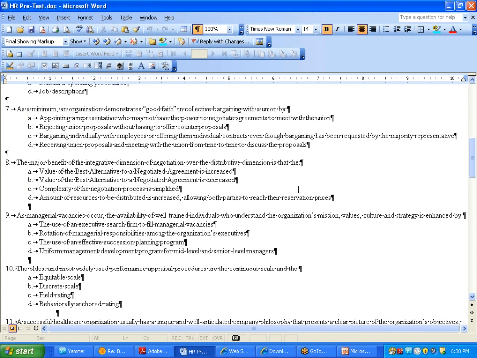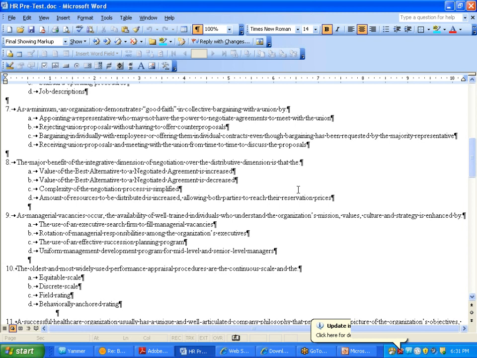As a minimum, an organization demonstrates good faith in collective bargaining with the union by A, appointing a representative who may not have the power to negotiate agreements to meet with the union. B, rejecting union proposals without having to offer counter proposals. C, bargaining individually with employees, offering them individual contracts even though bargaining has been requested by the majority representative. D, receiving union proposals and meeting with the union from time to time to discuss the proposals.